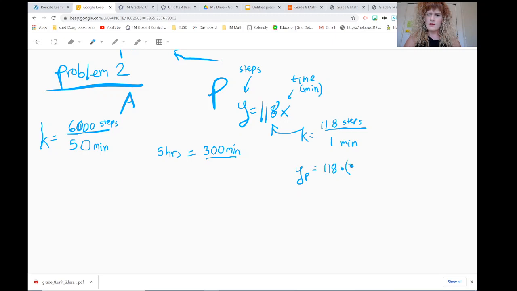times, you know what? I did a dot and parenthesis. I don't need to do both. Times 300 minutes. Do you have a calculator? Get your calculator and write down the answer.